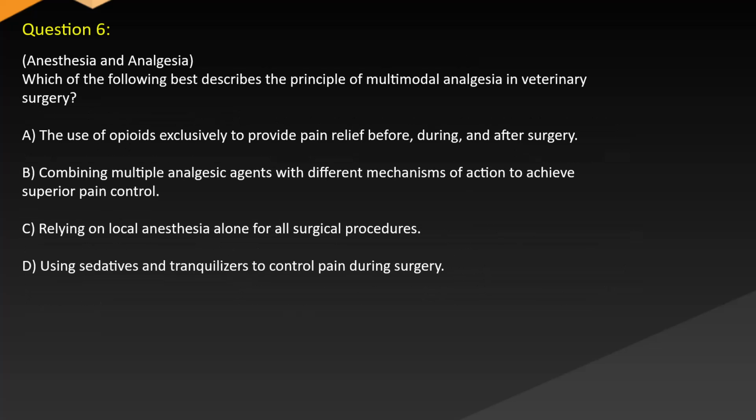Question 6. Anesthesia and analgesia. Which of the following best describes the principle of multimodal analgesia in veterinary surgery? A. The use of opioids exclusively to provide pain relief before, during, and after surgery. B. Combining multiple analgesic agents with different mechanisms of action to achieve superior pain control. C. Relying on local anesthesia alone for all surgical procedures. D. Using sedatives and tranquilizers to control pain during surgery.